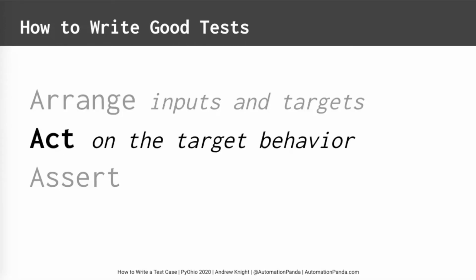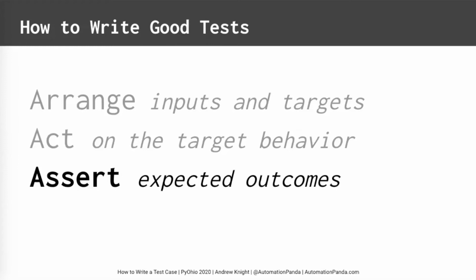Second, act on the target behavior. Act steps should cover the main thing to be tested. This could be calling a function or method, calling a REST API, or interacting with a web page. Keep actions focused on the target behavior.